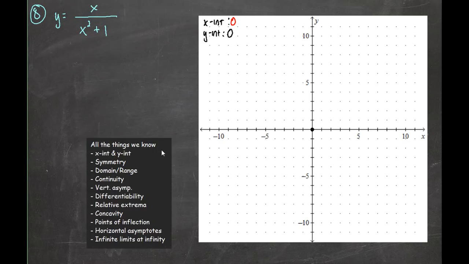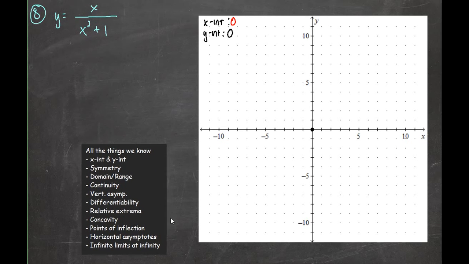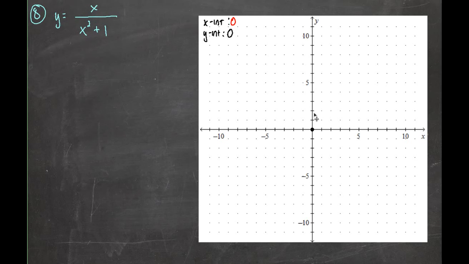Alright, so we found x and y-intercepts. Check. Symmetry, I don't know. When it comes to vertical asymptotes, let's see if there's any vertical asymptotes. Is that going to happen? Well, the vertical asymptotes will happen wherever the denominator is 0, right? Wherever any badness for this function happens. Well, it's not a square root, so no badness that way. It's not a natural log, no badness that way. Badness in a fraction is dividing by 0.